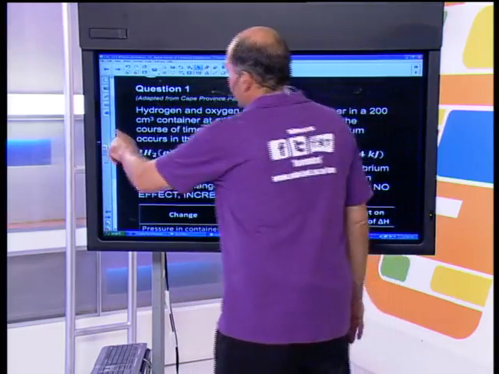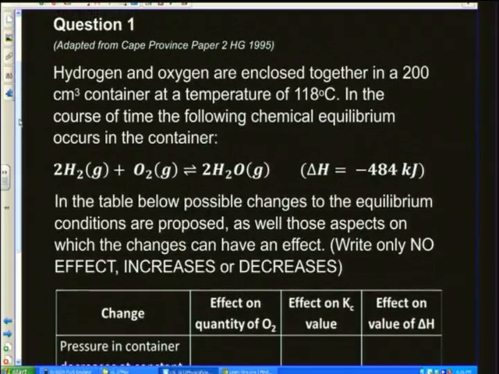We're going to do questions on chemical equilibrium, applying Le Chatelier's principle. Okay, so let's look at the first question. Here we go. Question number 1, and it says the following things. Let's pick out the key information.